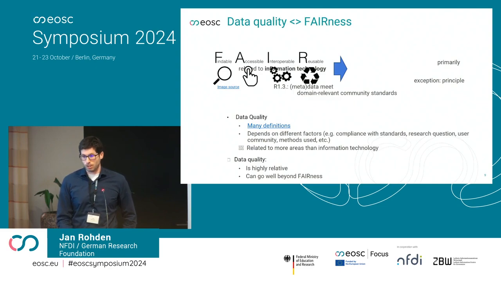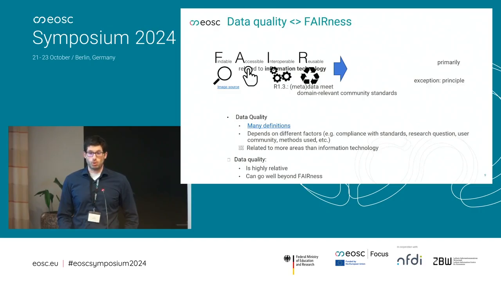Of course, there's the exception of R1.3 that says meta and data should meet domain-relevant community standards, but fairness refers mainly to information technology. Data quality, on the other hand, has so many definitions that the German Council for Information Infrastructures wrote a paper on it. I have a link here if you're interested.